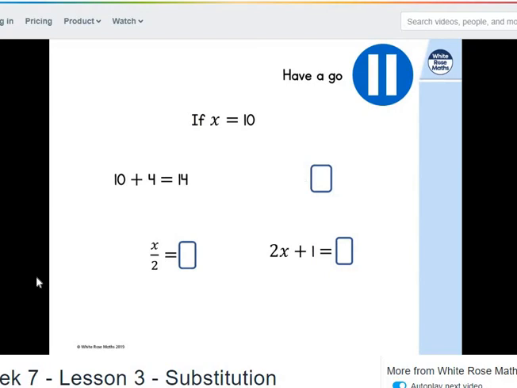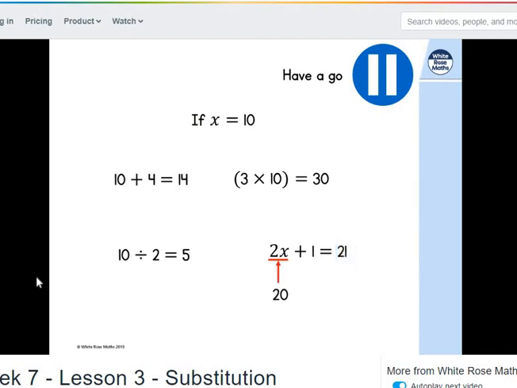What about 3x? Well, we could substitute for 3 times 10. 3 x's, or 3 10s. 3 times 10 is 30. The next one, x divided by 2. Well, if I substitute that in, it would be 10 divided by 2, 10 over 2, which is 5. Now the next one, got 2 steps to think about. So let's focus on that 2x first. It's almost like looking at the multiplication, thinking about order of operations. So 2x would be 20, plus 1, 21.